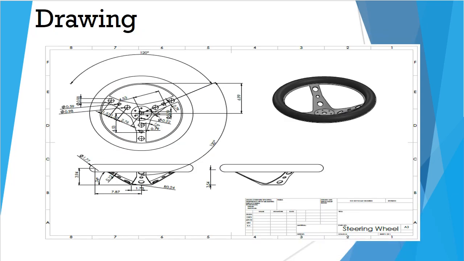So this is the drawing of the steering wheel. The outer diameter of the steering wheel is 40 cm.